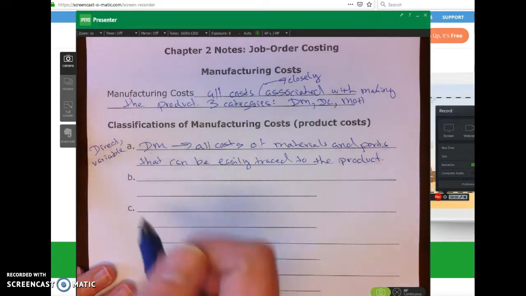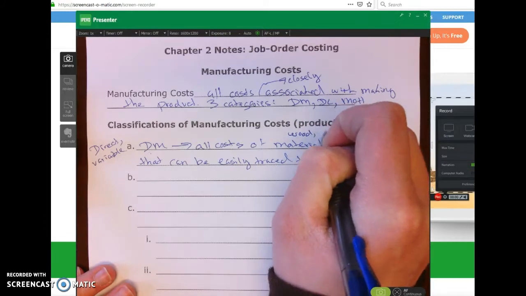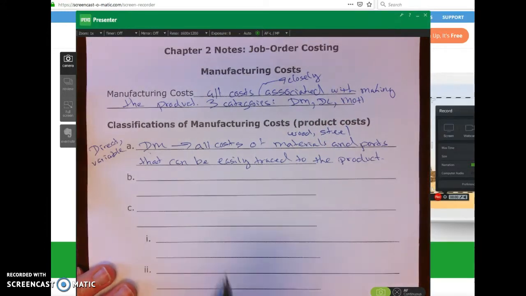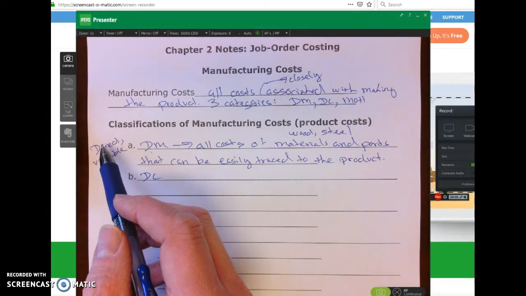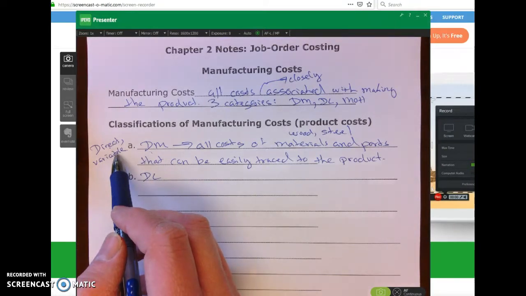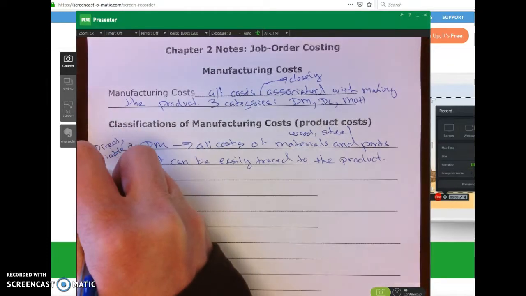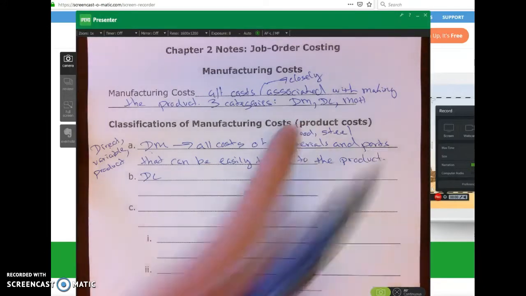An example would be wood or steel, which are examples of direct materials. Coming back to this classification, direct materials are considered a variable cost. It's a direct variable product cost.